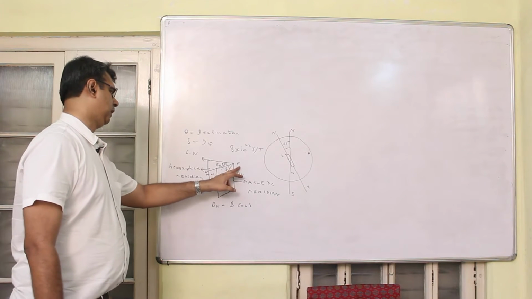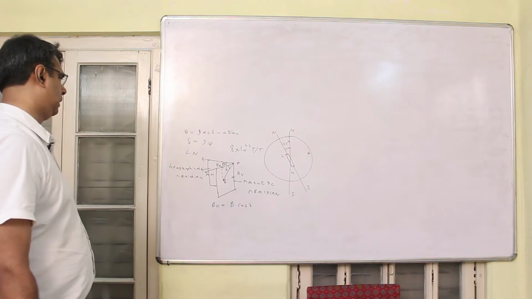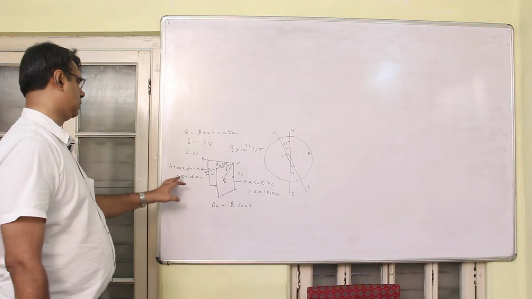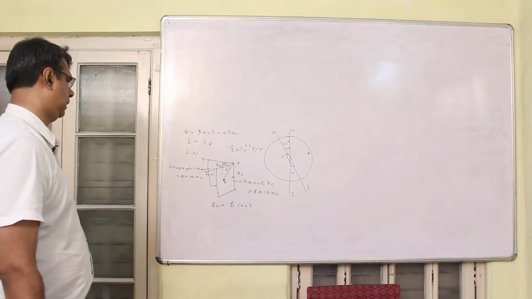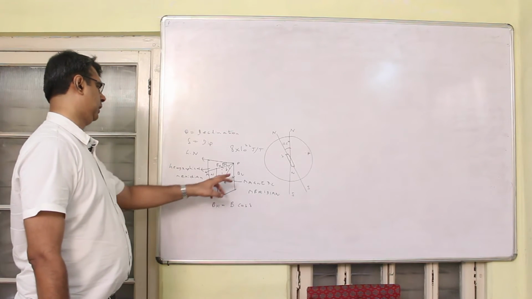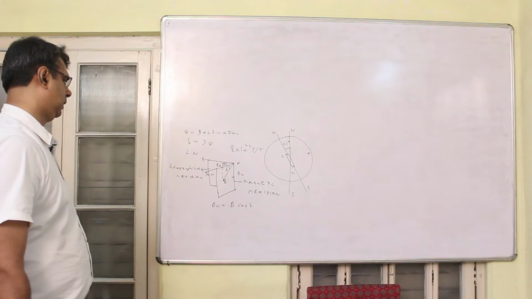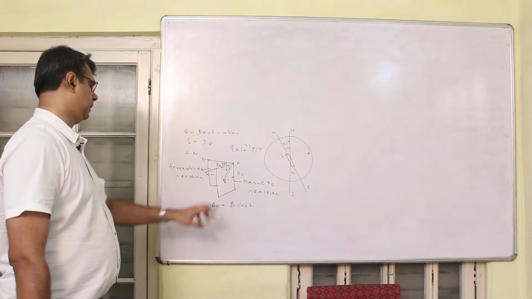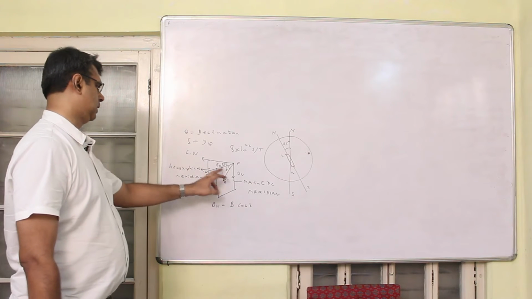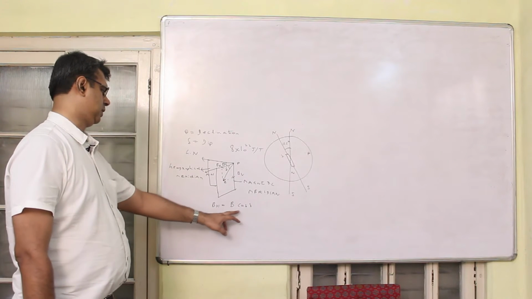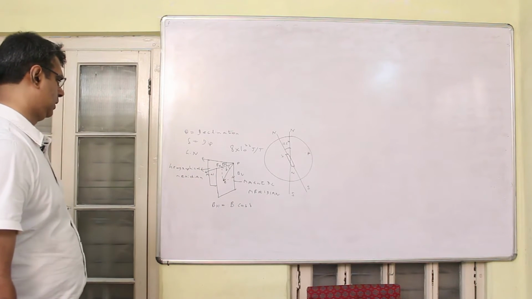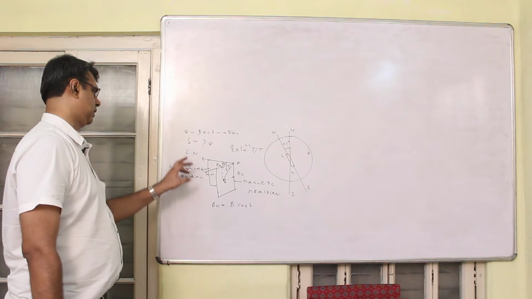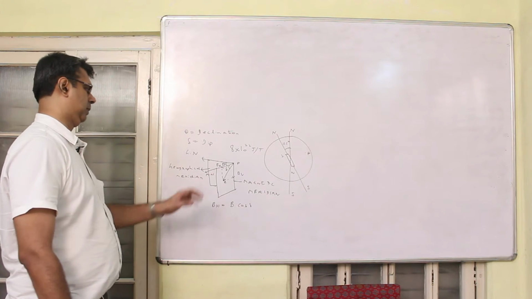The plane joining the point P with geographic north and geographic south is called geographical meridian. The plane joining the point P with magnetic north and magnetic south is magnetic meridian. On the magnetic meridian, B is the field. Its components are BH and BV. BH is equal to B cos delta. So this is the relation. Delta is called the dip at that particular place.